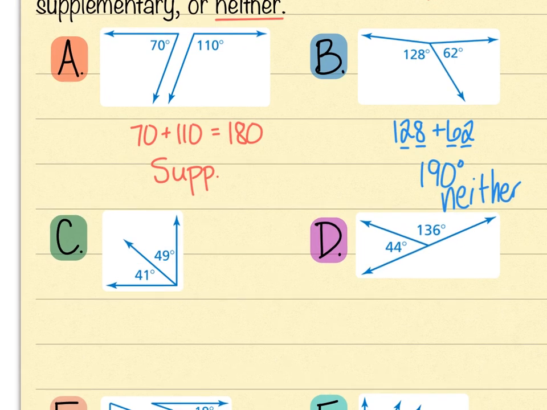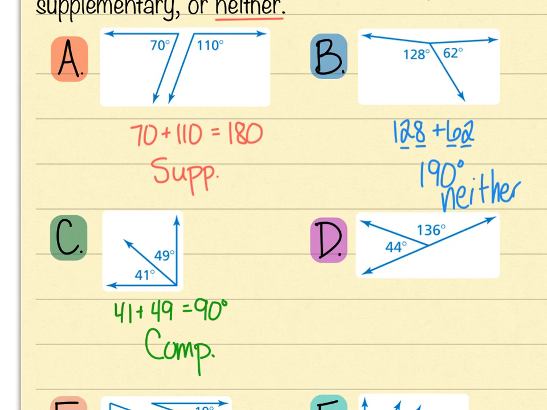Example C, it looks like these are forming a right angle. Let's check to make sure that's what's going on here, because if they do form a right angle, I know they would be complementary. But let's show my work just in case. 41 plus 49, the two 40s make 80, and 1 and 9 makes 10. So they do equal 90 degrees, so this is complementary, and I'm okay if you want to abbreviate that comp, right? Even on your work papers or on your quizzes or tests, I'm okay if you want to abbreviate that.